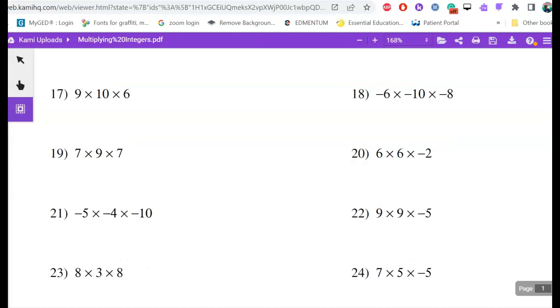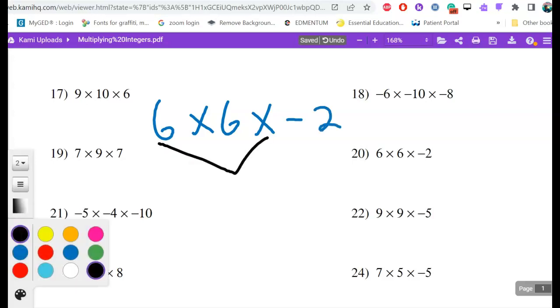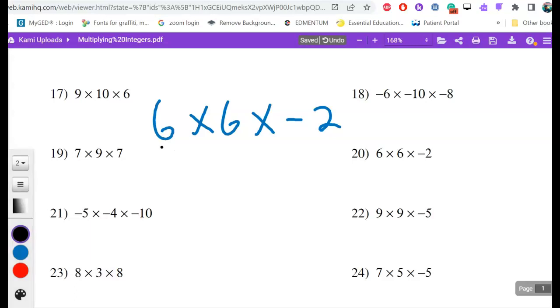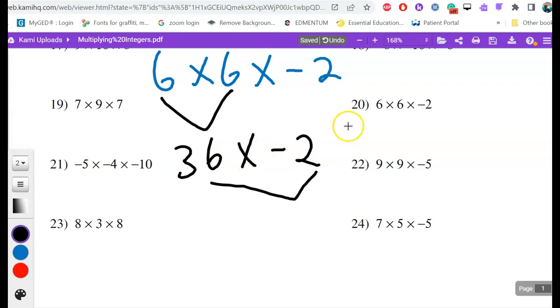All right, taking a look at number 20. I have 6 times 6 times negative 2. Doing these first, you have positive 6 times positive 6. That's a positive 36. I bring down the rest: 36 times a negative 2. That is a positive times a negative, so I know my answer is going to be negative. Then I will multiply 36 times 2, which is 72. So the final answer is negative 72.